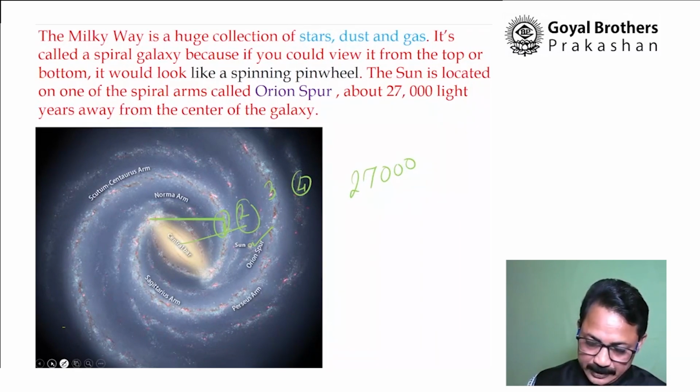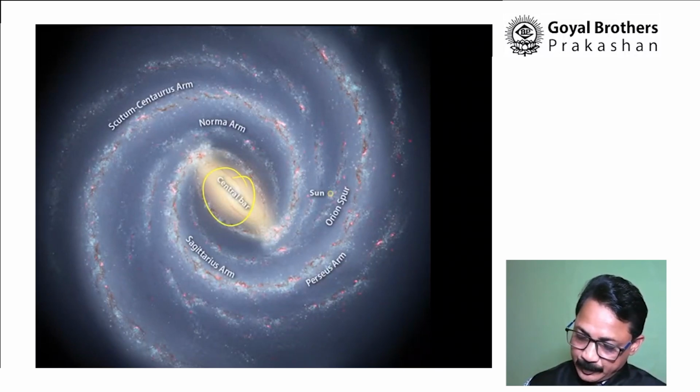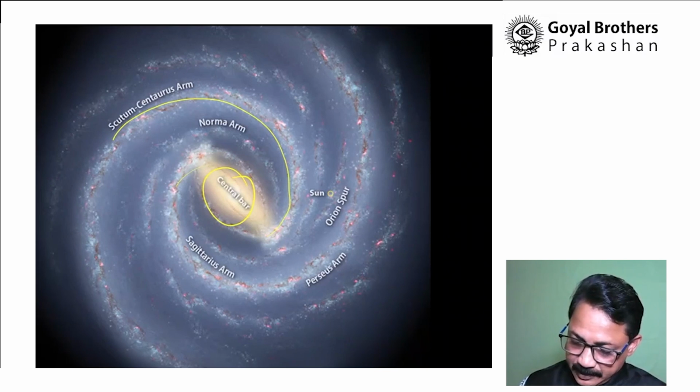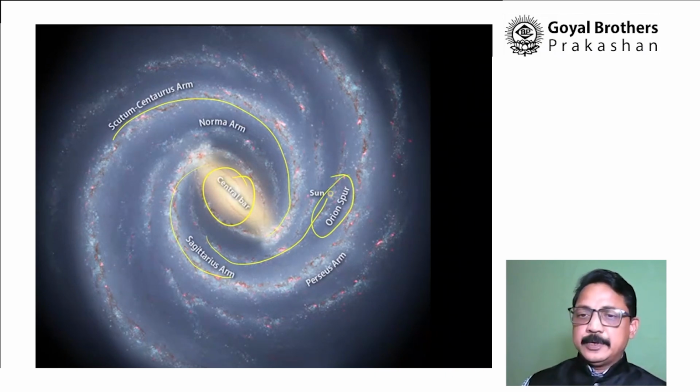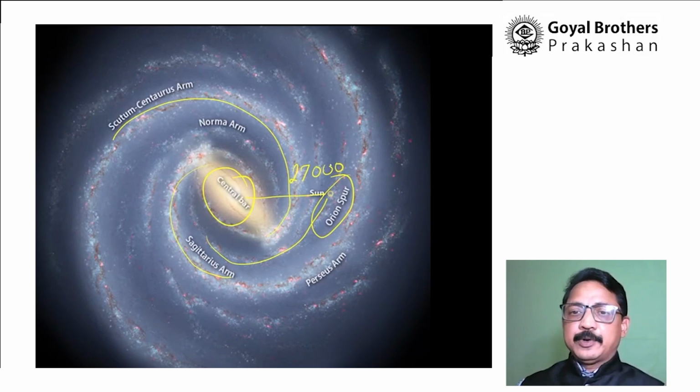Let us look at this next picture. Here is the center of a galaxy. You can see here one of the arms of the galaxy called Scutum Centaurus, and you find here another arm of the galaxy. Its name is Orion Spur, and our sun is present about 27,000 light years away from the center.